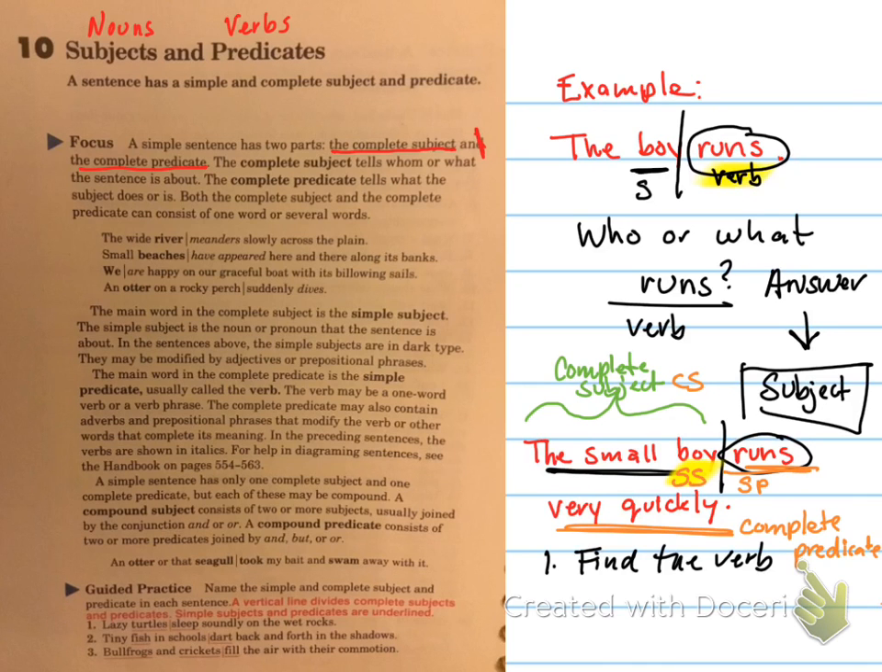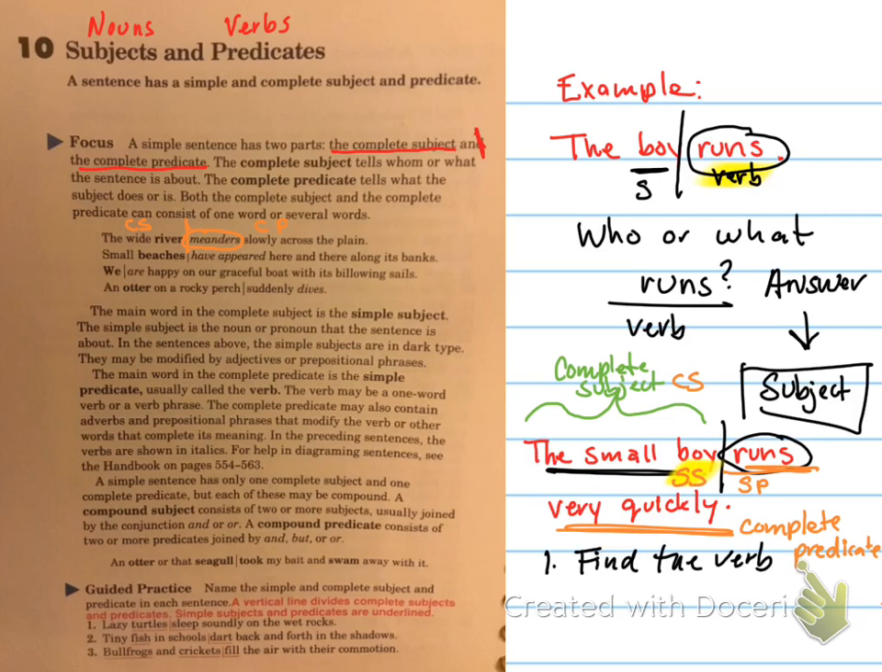Okay, so they have some more examples here. The wide river meanders slowly across the plain. You would have to find the verb, meanders. Who or what meanders slowly across the plain? The answer is the wide river. So right here is the complete subject. This is the complete predicate. Okay, the simple subject is river, and the simple predicate would be meanders.